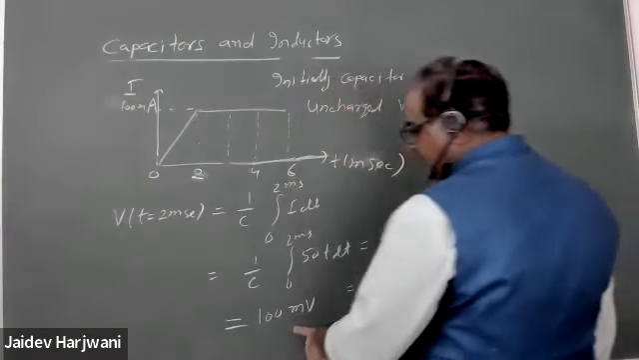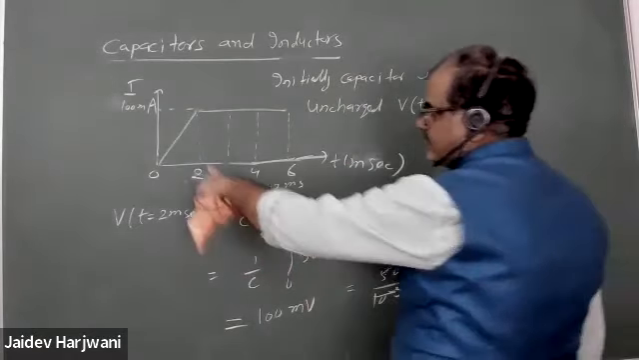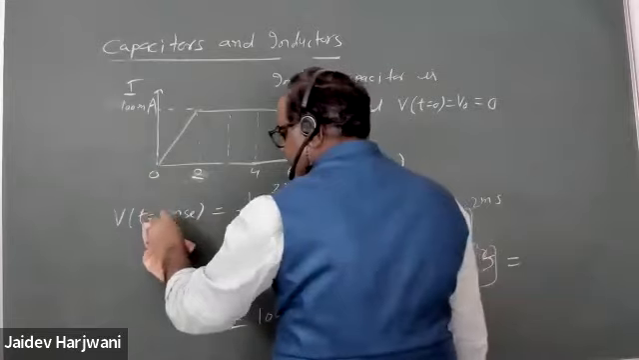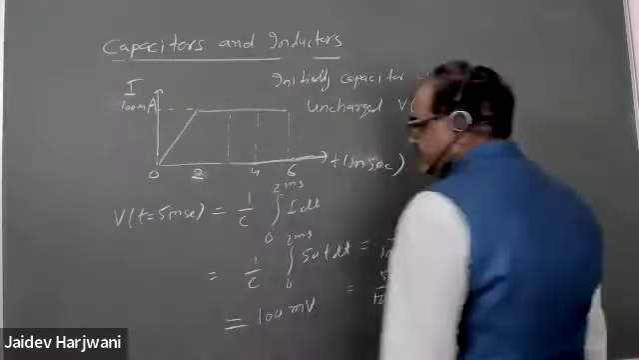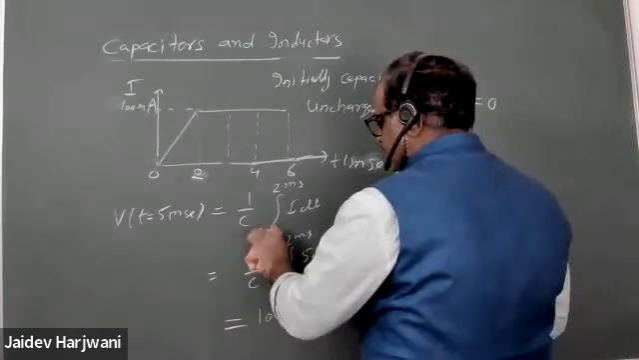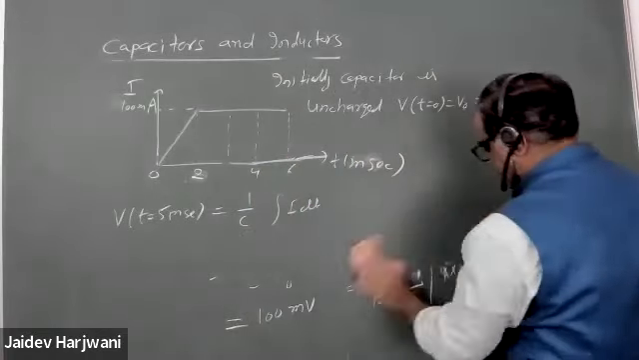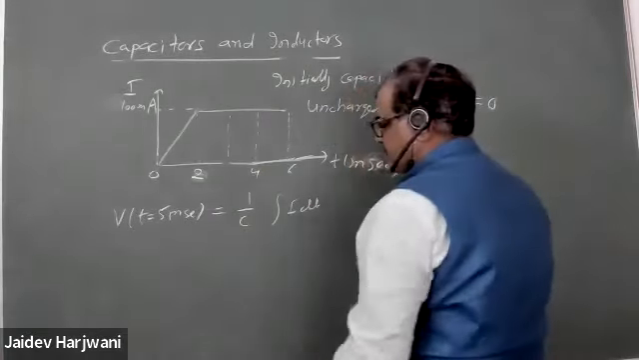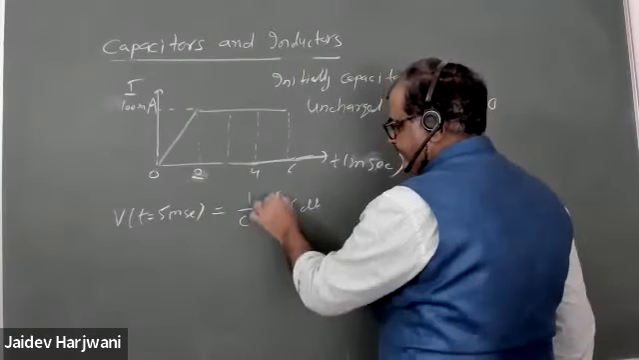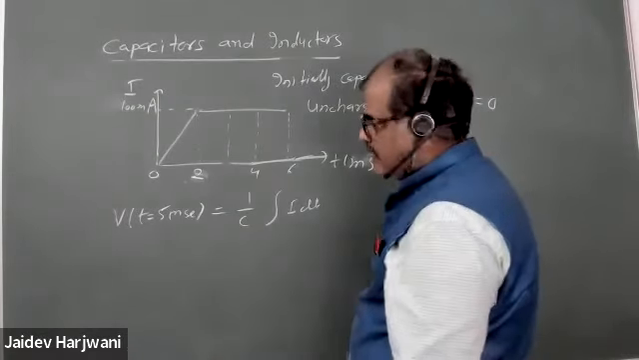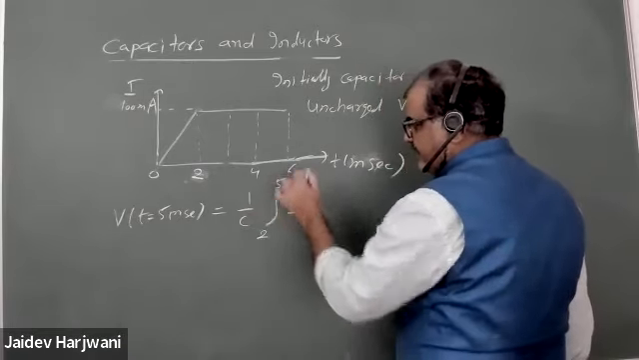Okay, so I got now 100 millivolt for t equals 2 milliseconds. Now I want to calculate for t equals 5 millisecond. What is the voltage? So what should I write now? What is the limit I should put? 2 to 5, because 0 to 2 already we have considered. So I have to write 2 to 5.